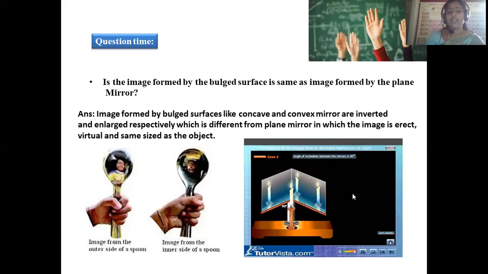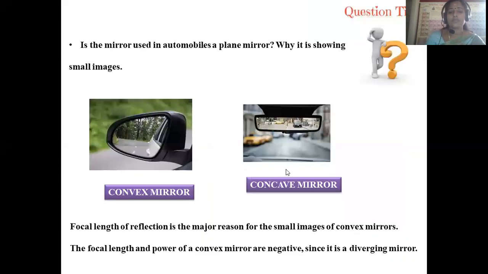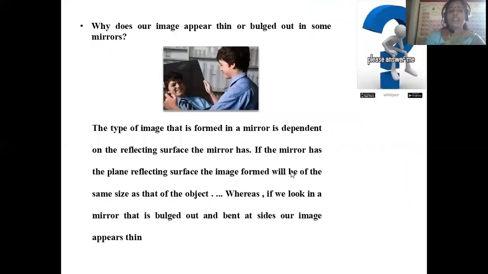These are the various images which are provided by different kinds of mirrors. Now let us move on to another question: why does our face appear thin and bulged out in some mirrors? That is purely because of the focal length distance and also the reflection of the light.